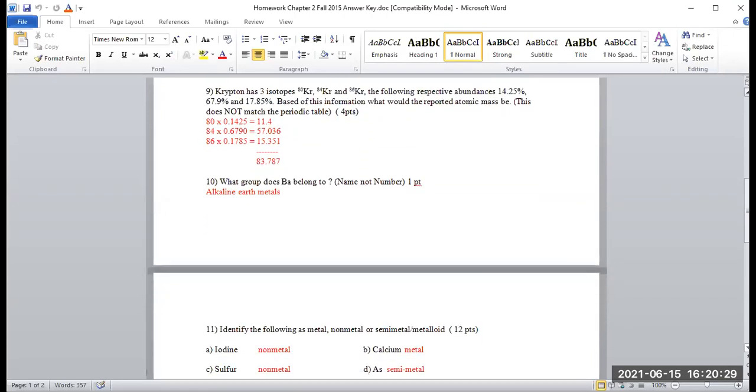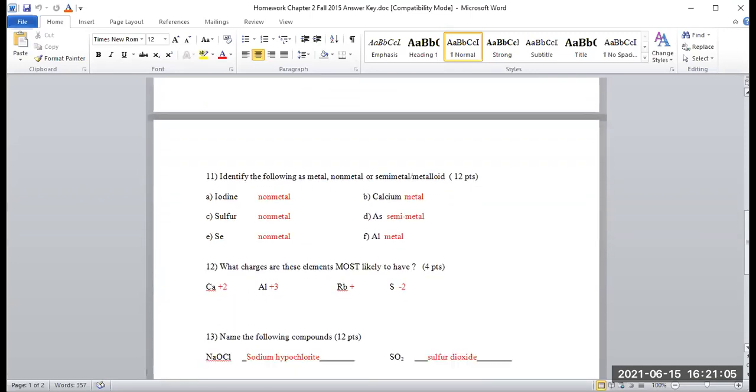Some people did not understand number 10. When it says name, that doesn't mean write the word two out, as in T-W-O. All the groups that we talked about that have specific names, you need to apply those names. So barium is in the column that has calcium and magnesium further up the column. So it is known as the alkaline earth metals.